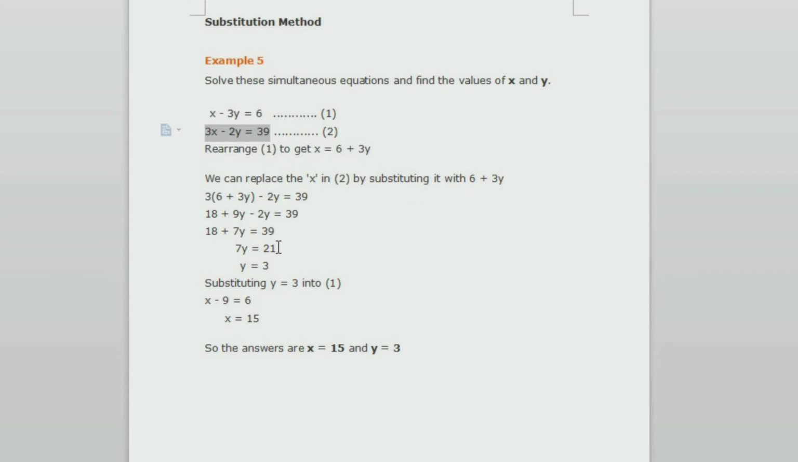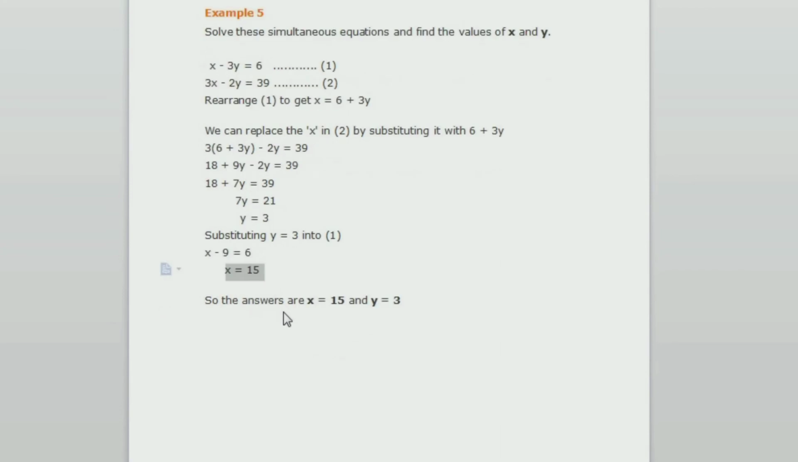and we can work out the value for y, which equals 3. And then we can substitute y equals 3 back into the first equation, and we have x equals 15. And so the answers are x equals 15 and y equals 3.